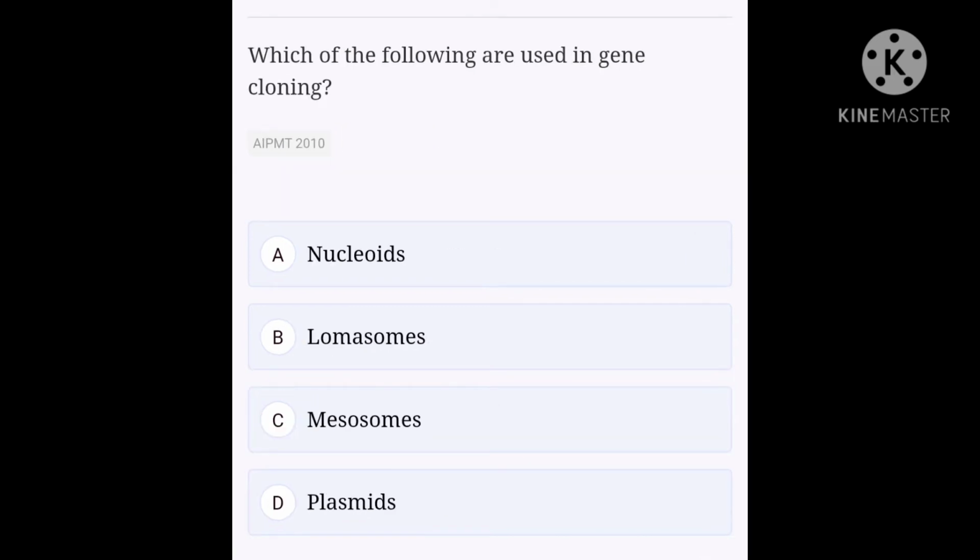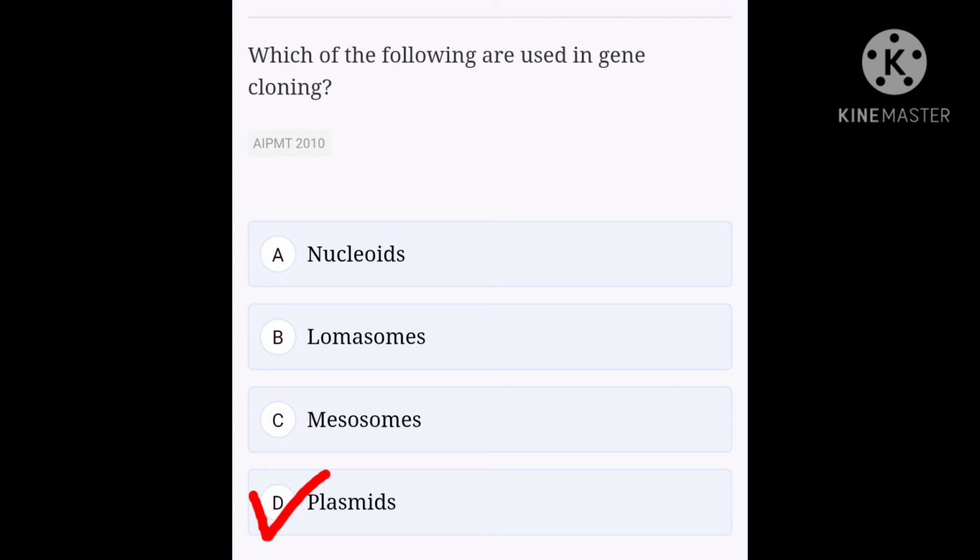Next question. Which of the following are used in gene cloning? Option A, nucleoids, option B, lomasomes, option C, mesosomes, option D, plasmids. Plasmid is a small, circular, double-stranded DNA molecule present in the cytoplasm of the bacterial cell. It can replicate independently of the bacterial chromosome. Due to this characteristic of plasmid, it is used as a vector in gene cloning. So the correct answer is D, plasmids.